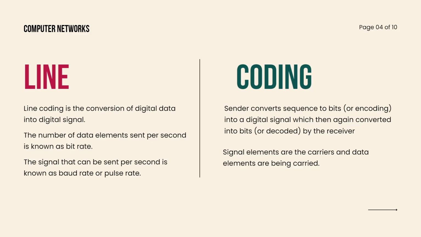In line coding, the data elements are being carried by the signal elements, and the number of data elements that are sent per second is known as bit rate. The signal elements that can be sent per second is known as baud rate or pulse rate. Now, line coding is a conversion of digital data into a digital signal. In line coding, the sender converts a sequence of bits, or encodes, into a digital signal, which is then converted back into bits, or decoded, by the receiver.